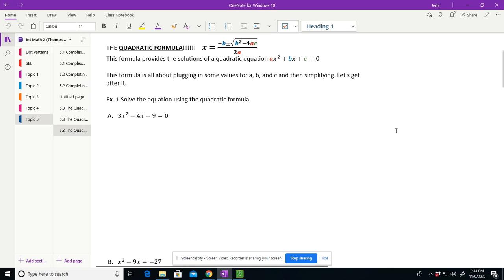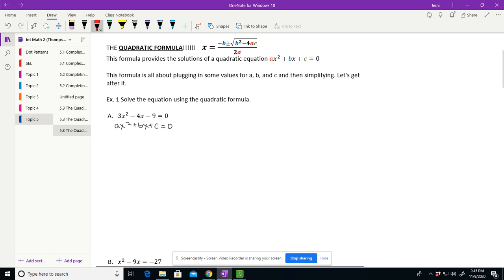Example 1, solve the equation using the quadratic formula. Problem A, 3x squared minus 4x minus 9 is equal to 0. I like to write the standard form of the equation right underneath it. In problem A, these are lined up perfectly. I don't have to move any terms, so I'm all good here.